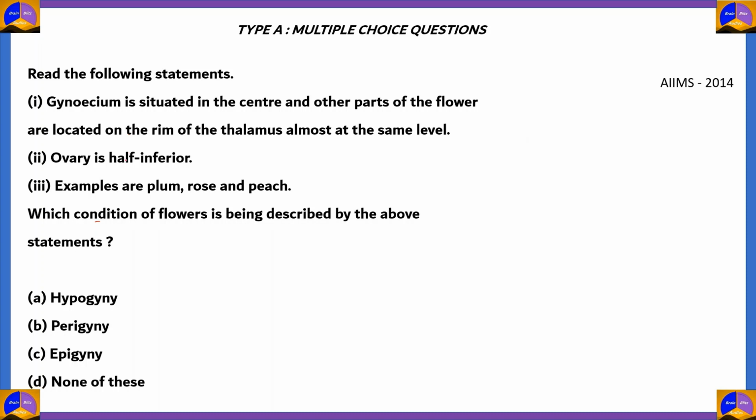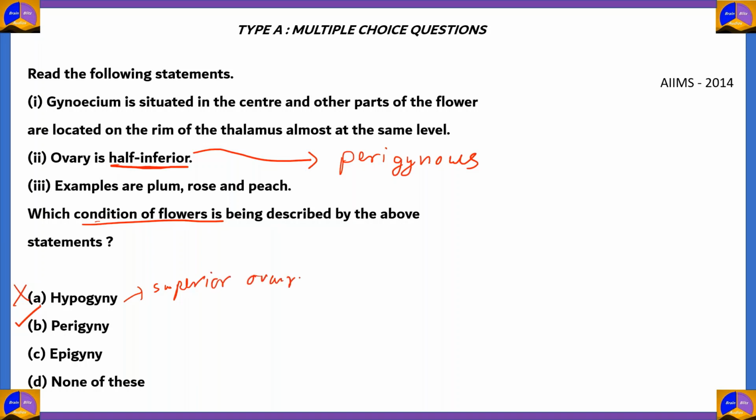But if you look closely at statement number 2, where it says the ovary is half inferior, this should immediately give you the answer, that is, the ovary is perigynous. So the condition of flowers here is perigyny. That's option B. Hypogyny is incorrect, as that refers to superior ovary. And epigyny refers to an inferior ovary. While option D would be downright incorrect because we've already found option B to be satisfying the three statements.